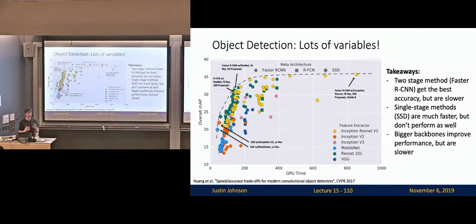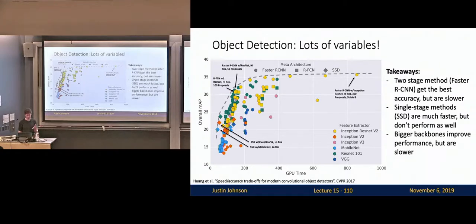And the other takeaway is that bigger networks tend to work better. So if you compare using a tiny network like a MobileNet to a very large network like a ResNet-101 or an Inception ResNet v2, then as you use larger backbone networks, your performance tends to improve. Okay, so those are the takeaways that you should have about these different high-level choices in object detectors. But it turns out that this paper was from 2017 and now it is 2019, and this is a fast-moving field, so there have been some changes since then.